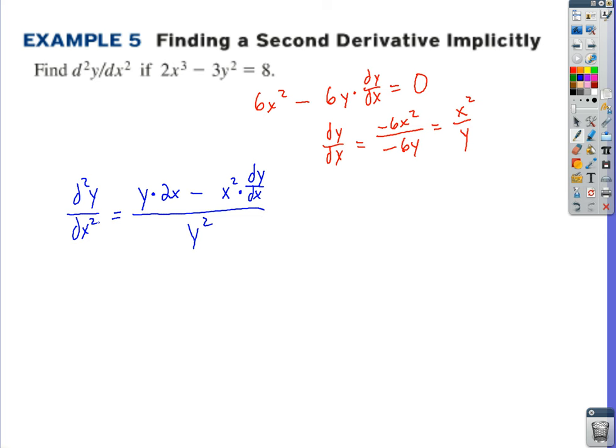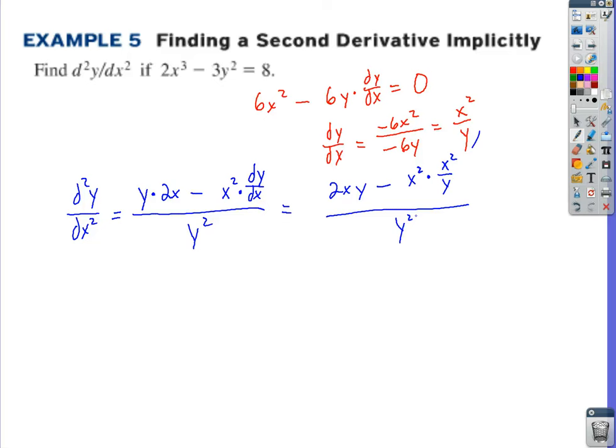But wait a second, I don't want dy/dx in there. I want to put this in terms of x and y. But what was dy/dx? Well, dy/dx is x squared over y, right? That's what it is right here. So I can replace that and say that's all equal to 2xy minus x squared times x squared over y, all over y squared. And in the interest of time, I'm not going to algebraically manipulate it. I'm just going to say, here it is. That's how you do it.